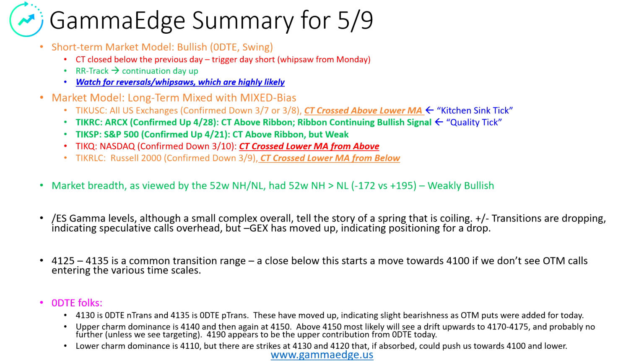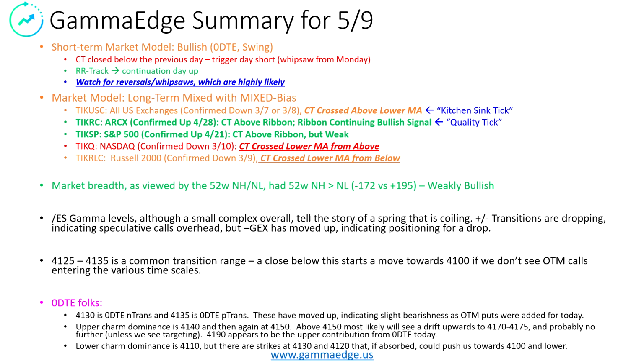For the zero DTE folks, we have a lot of them in the Discord. 4130 is N trans. This is negative trans. And 4135 is the zero DTE P trans. Both of them have moved up, which is slight bearishness as the puts were added. So just be aware of that. We could see some downward pressure because of this. It is anticipation of that.